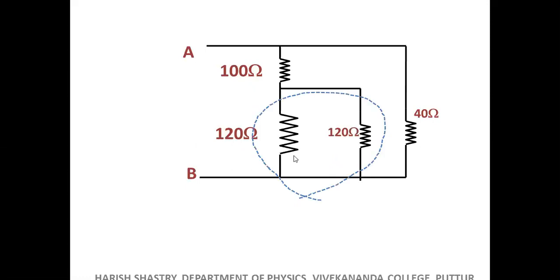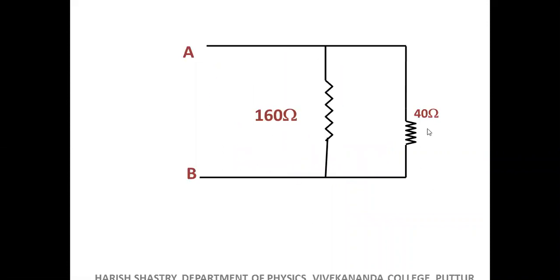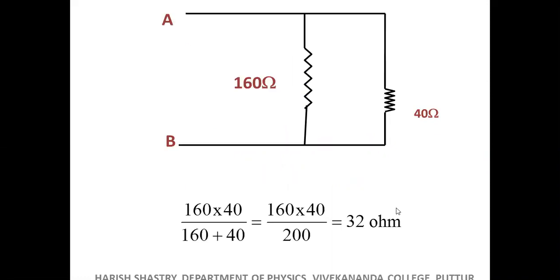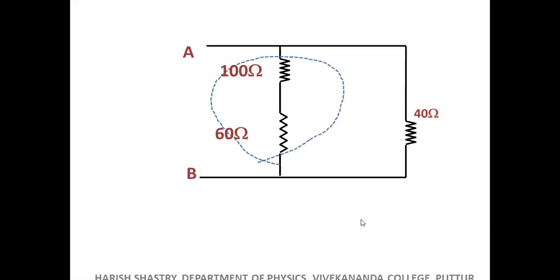Now, where do you have to replace that 60? Here, across this. So 100 series 60 is 160. Now 160 parallel 40: 160 into 40 divided by 160 plus 40, that is R1 R2 by R1 plus R2. This is 200. 5 32s are 160, so it is 32 ohm. That is the answer. You do it yourself afterwards. You have the PDF with you. I have already sent the PDF, I think.